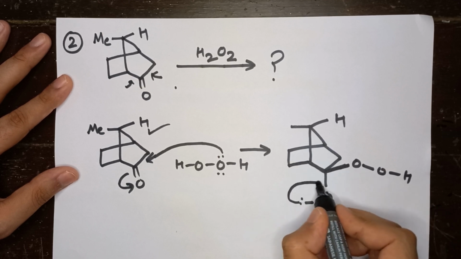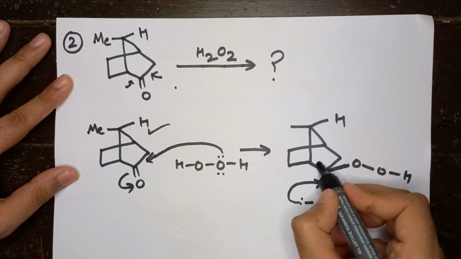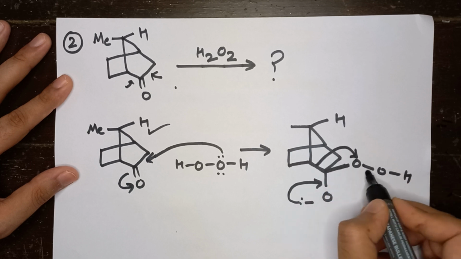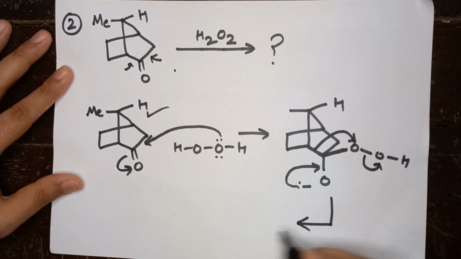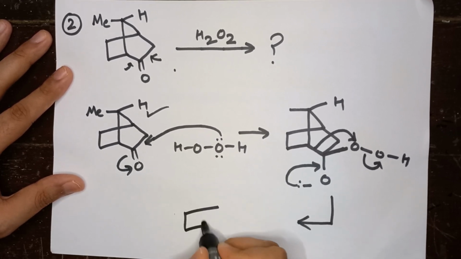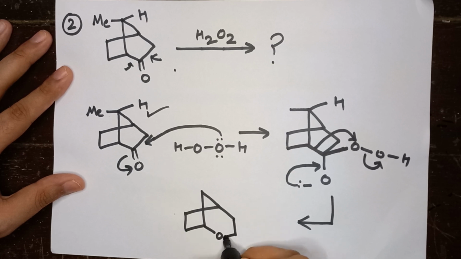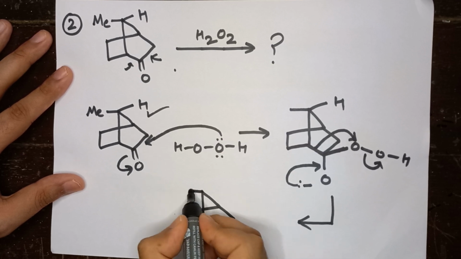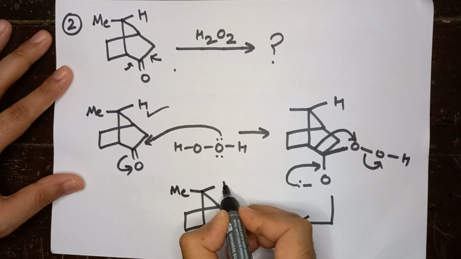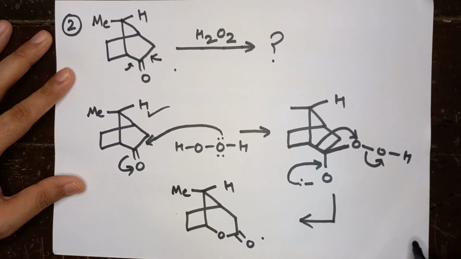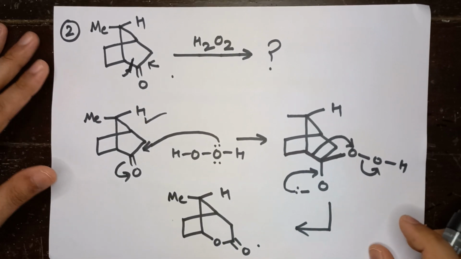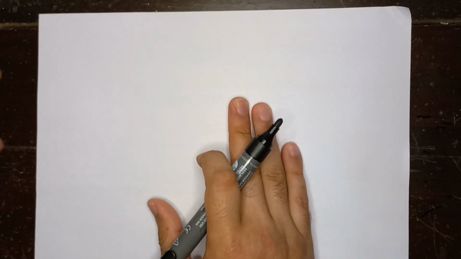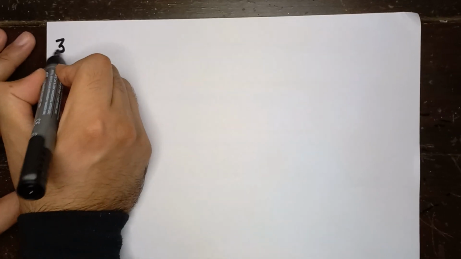So this oxygen will reform a double bond. This bond is going to migrate and this bond is going to break. So the product will be this one. So we inserted oxygen here. Okay, now let's see the third case.